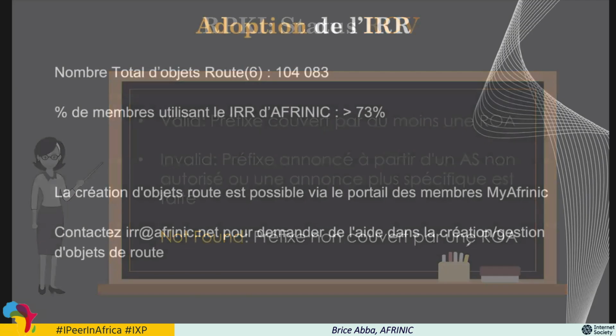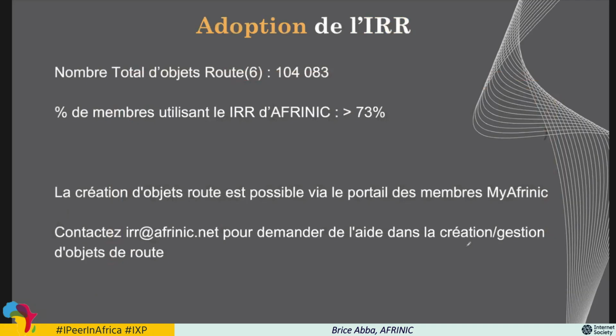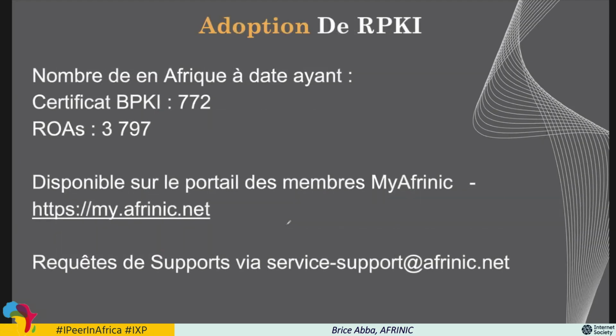So that's the strategy we're looking at with RPKI, sorry. So here are some figures. Over 100,000 objects have been created, and we've got over 70% of our members using it. You've got the address that I'm circling on the screen, IRR@afrinic.net, for those of you who are interested in the creation or deployment of these routing policies.